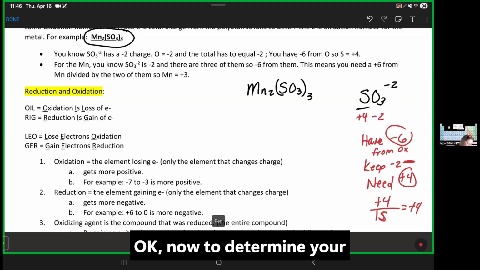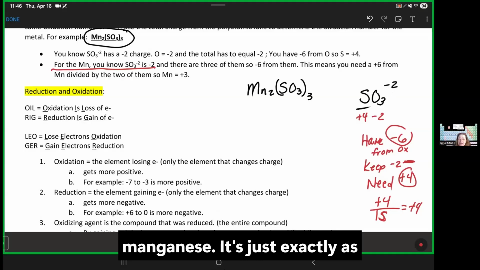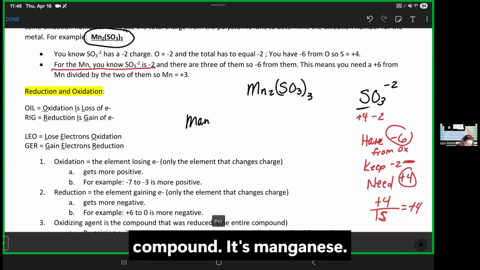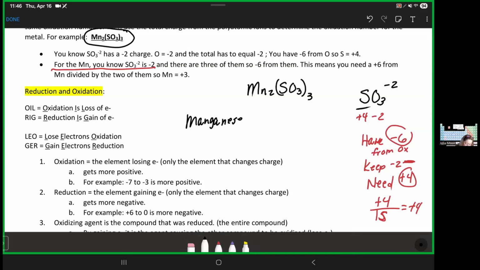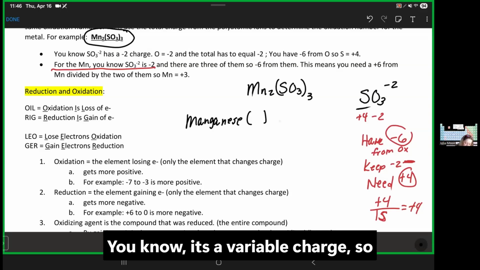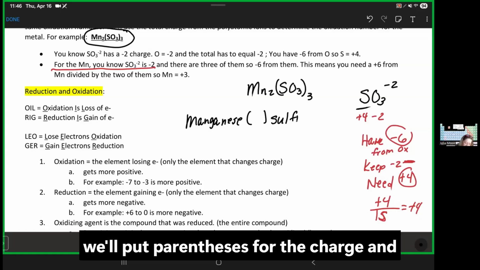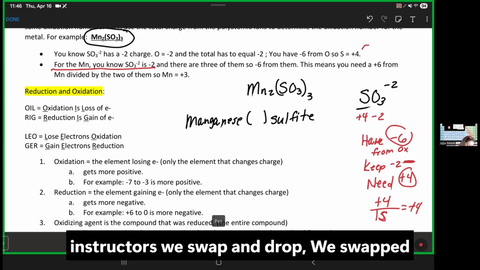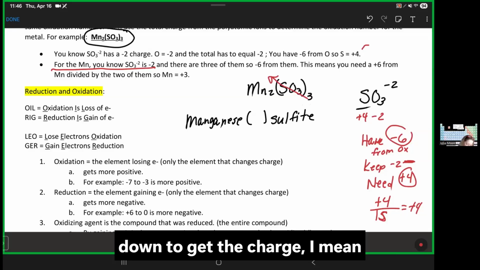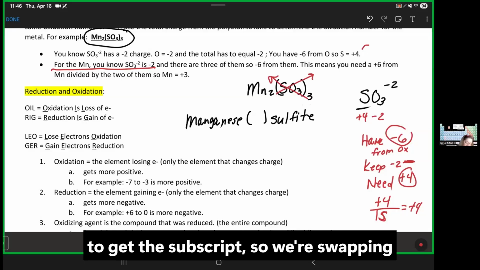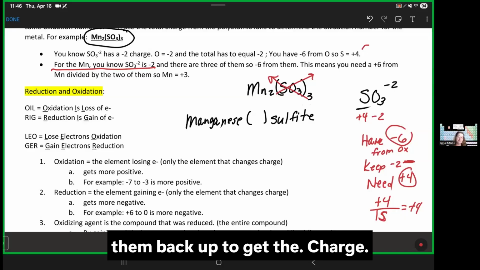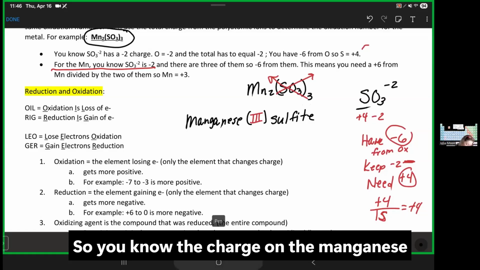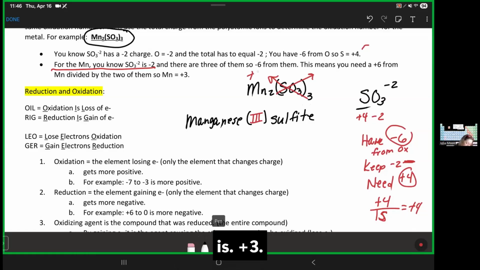Okay, now to determine your manganese, it's just exactly as if you were naming this compound. It's manganese. You know it's a variable charge, so we'll put parentheses for the charge. And SO3 is sulfite. So most of your instructors, we swap and drop. We swapped down to get the subscript, so we're swapping them back up to get the charge. So that's manganese 3. So you know the charge on the manganese is +3.